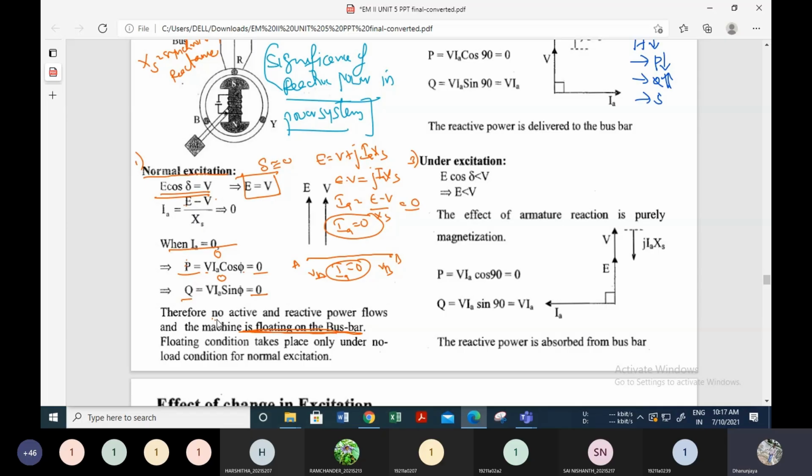So what are the conclusions that we made in the previous class? Let's try to correlate here. So here under the overexcitation, what has happened to the IA? Can someone tell me, will the IA value be 0?